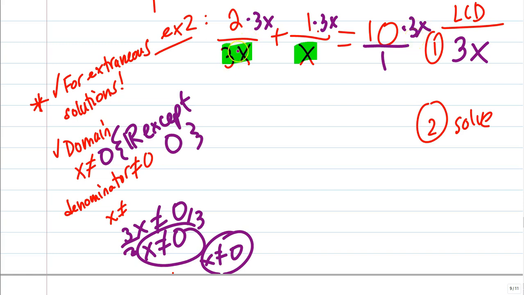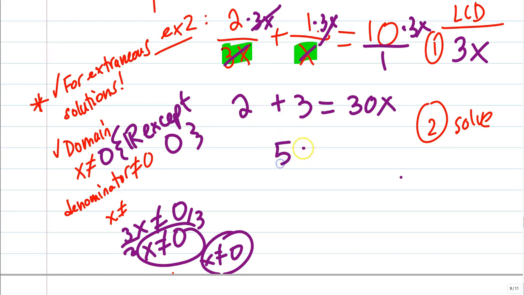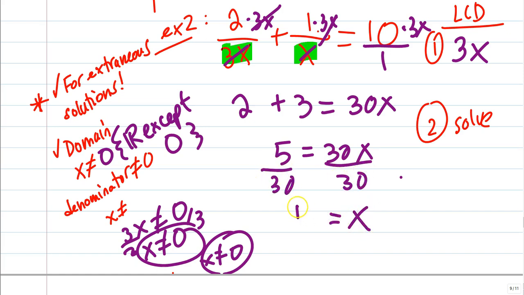Well, what does that do here? Whoosh, whoosh. Math is more fun with sound effects. 2 equals, whoosh, whoosh. How about 2 plus 3 equals 10 times 3, 30x. Now we just solve. Combine our like terms, divide, and x is equal to, don't forget to reduce that, and how about 1/6?